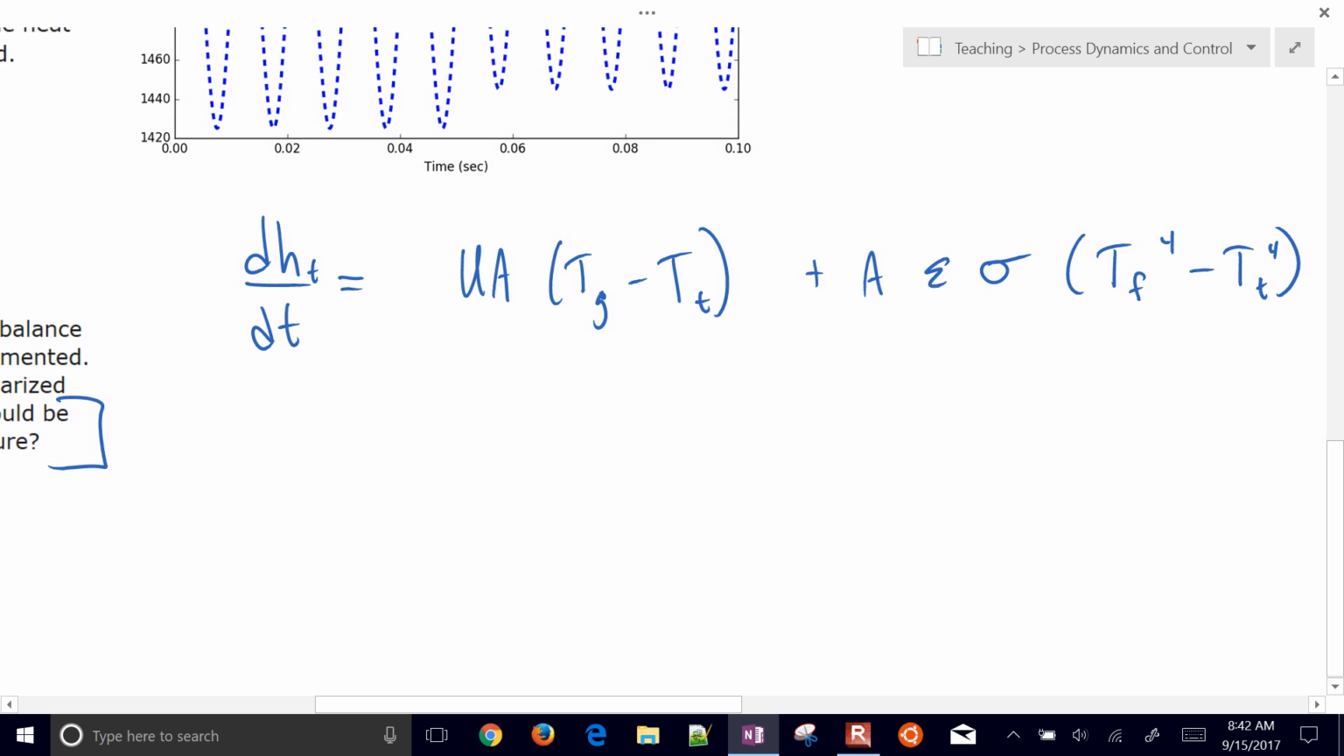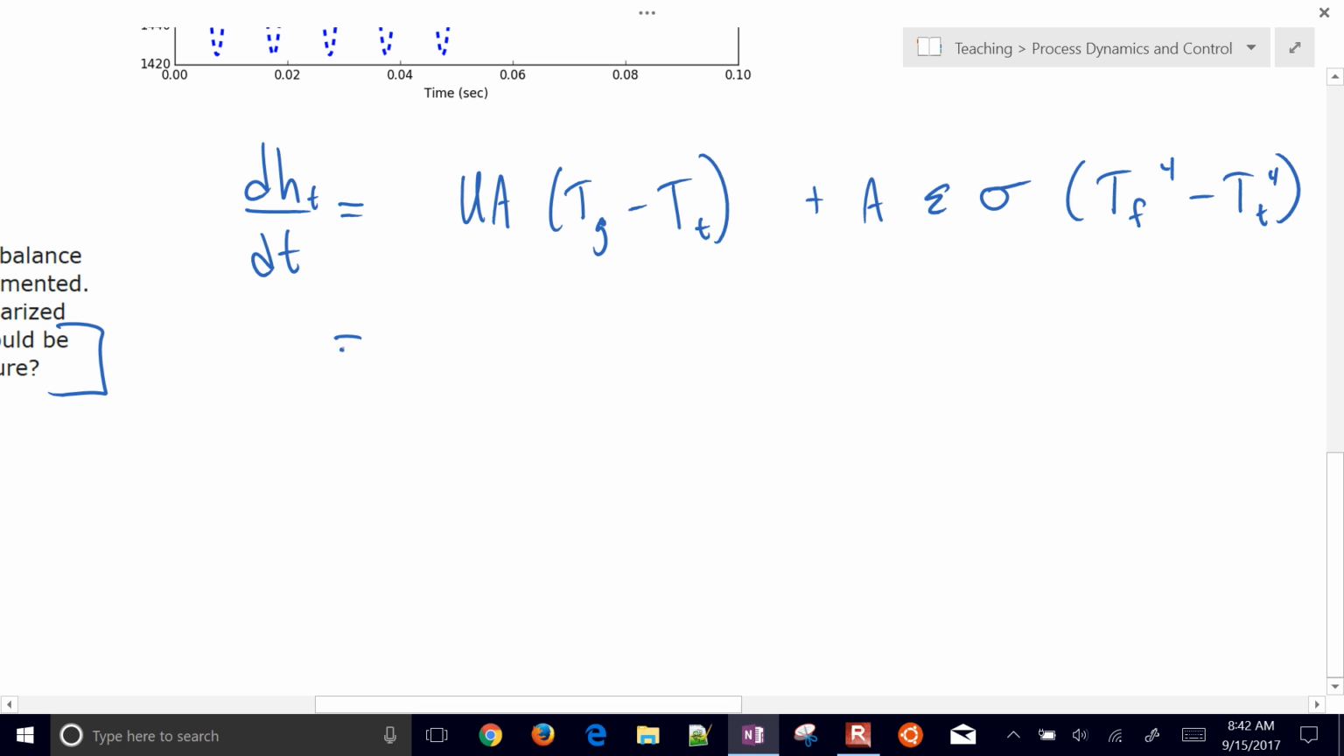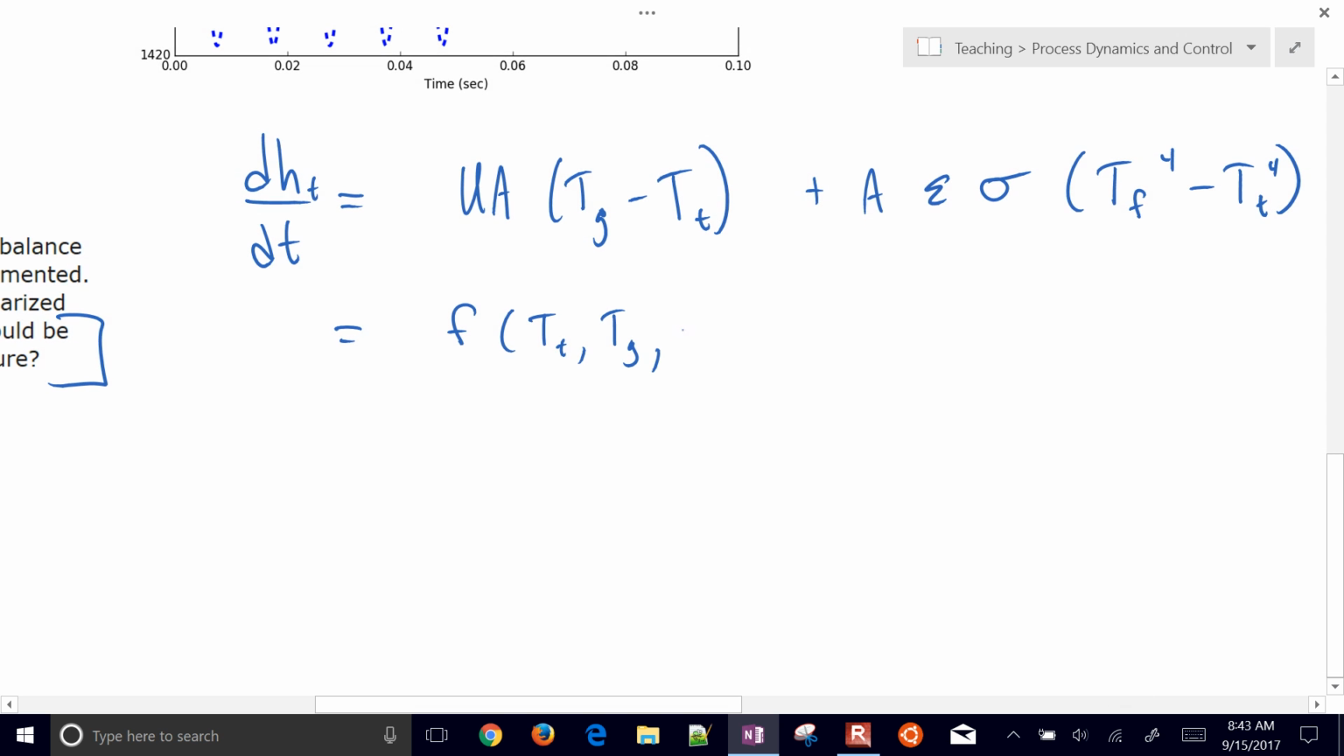So to do the linearization, this is going to be a function of a couple of variables. We have our thermocouple temperature, our gas temperature, and our flame temperature. Those can all change. In this case, just the gas temperature is going to change, but let's go ahead and linearize with respect to the flame temperature as well. And so that's going to be equal to, and then I'm going to plug in the steady state conditions. And there I have the steady state conditions.